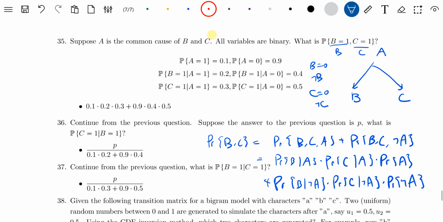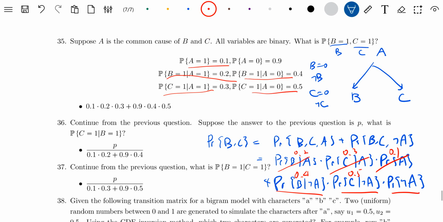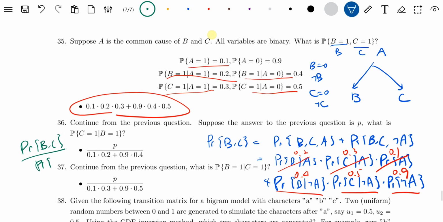I think you know all of them. B given A is this, 0.2. C given A is 0.3. A is 0.1. B given not A is this, so 0.4. C given not A is 0.5. And not A is 1 minus A, which is 0.9. So take their product, add them up, and you get this expression here. And the next thing is C given B. So this is just BC divided by B.